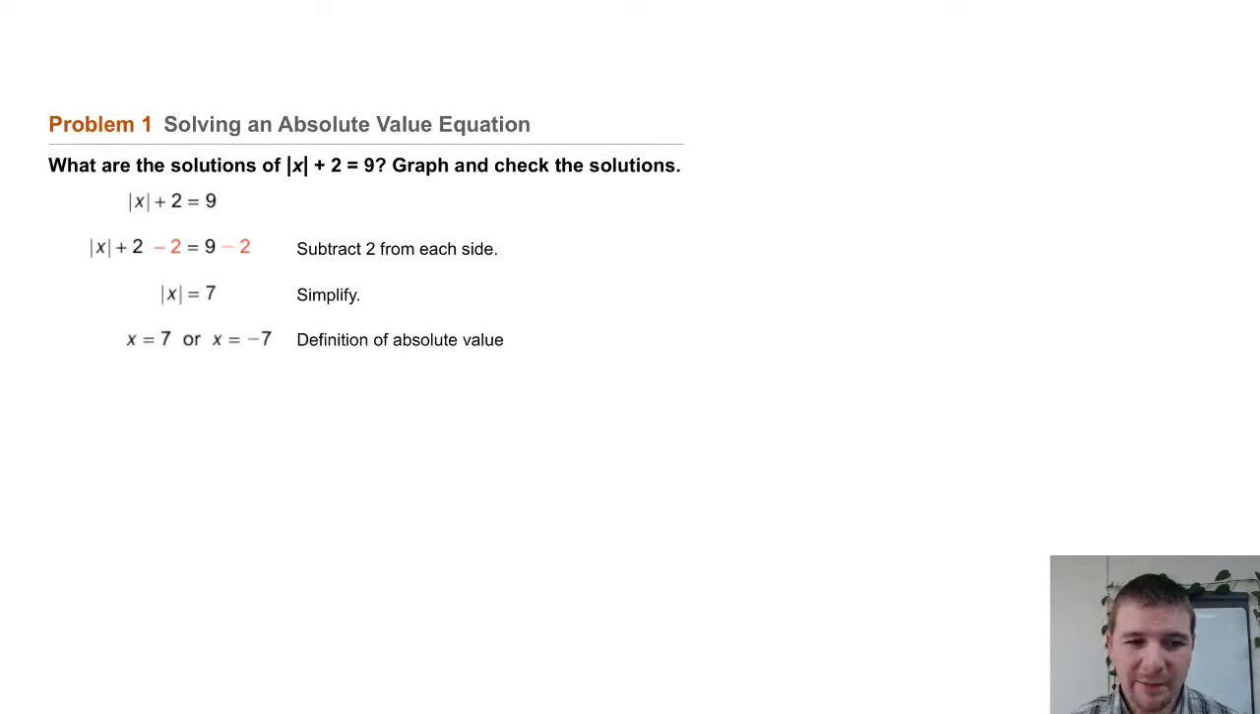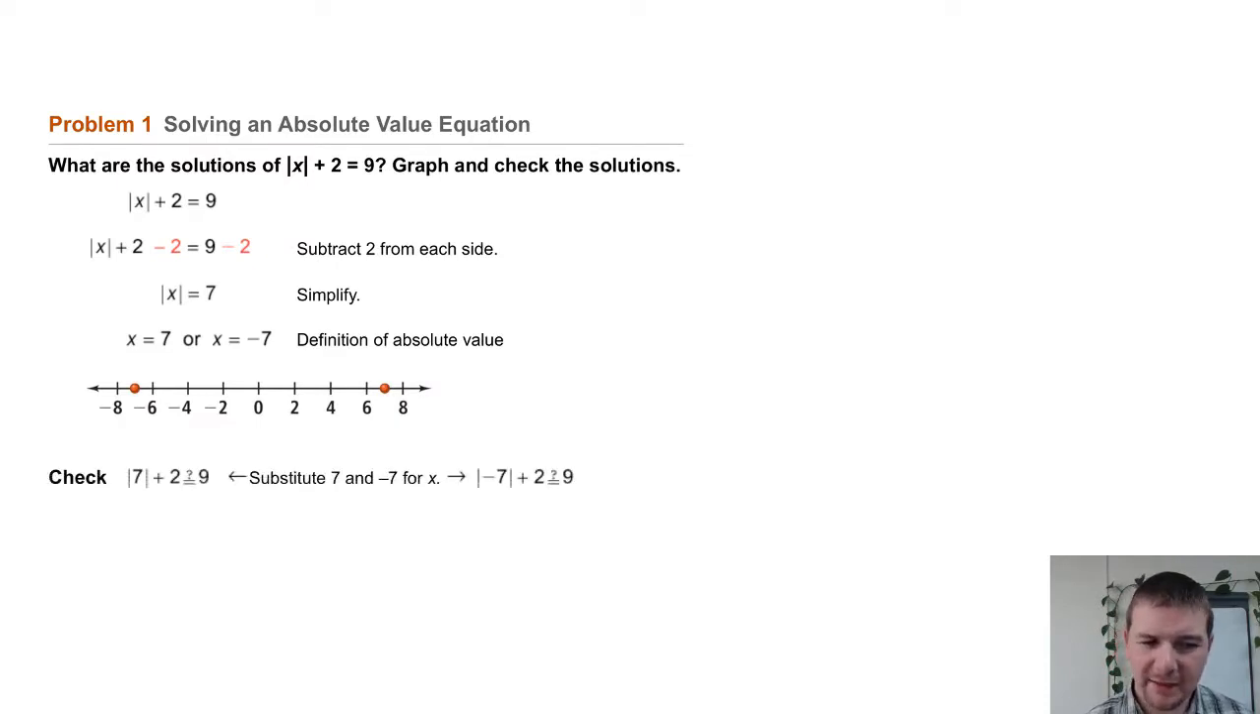And so that immediately splits into 2 different equations, x equals positive 7, and the equation x equals negative 7. So those are our 2 solutions. In order to graph these, we just graph the individual points, one at negative 7 on the number line, one at positive 7. And then to check, well, we plug both of those values in.